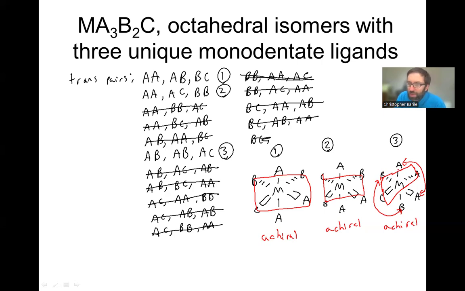Sometimes it can be useful to redraw the molecule in a different orientation to see that a little more clearly with these diagonal type mirror planes. But nonetheless, we do have three isomers here, and none of them are chiral. Okay, so in the other videos, we'll do other examples where there's even more isomers because there's more number of unique ligands that we have.